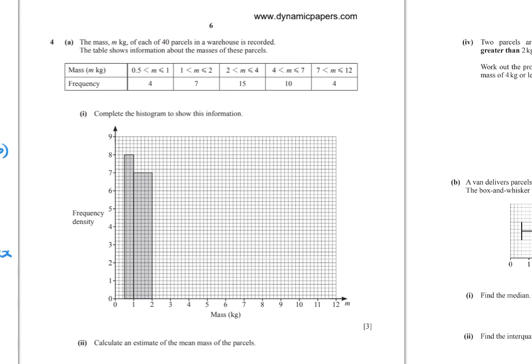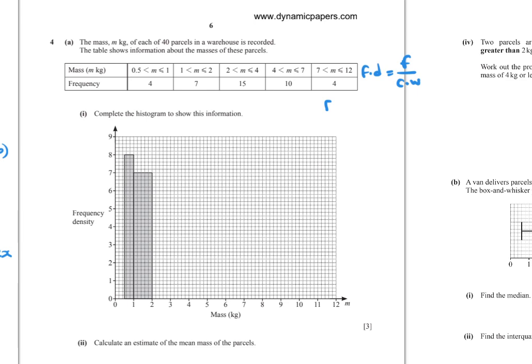Number 4a. The mass, m kg, of each of 40 parcels in a warehouse is recorded. The table shows the information about the masses of these parcels. Complete the histogram. For a histogram, to find the frequency density, frequency density equals frequency divided by class width.